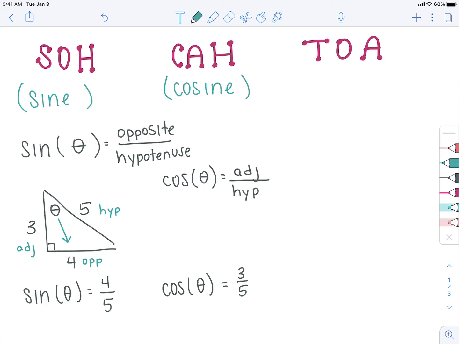And then the TOA stands for our last trig function, tangent. Tangent is abbreviated TAN. And our tangent is our opposite over our hypotenuse. Oh, yes, you're right. Good thing you're paying attention to the TOA. Our opposite over our adjacent.